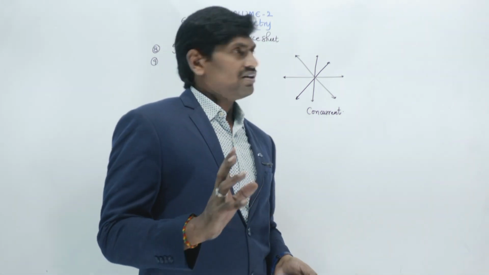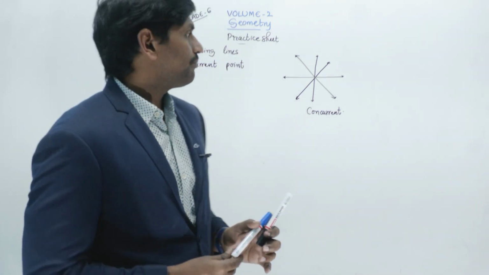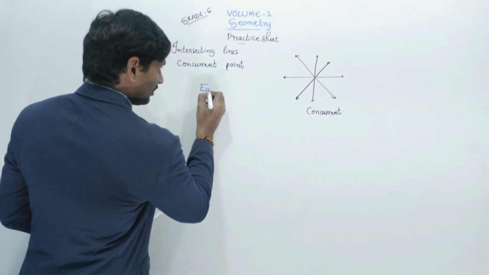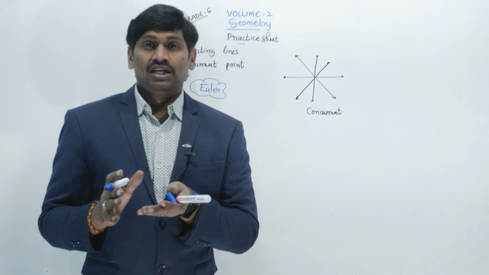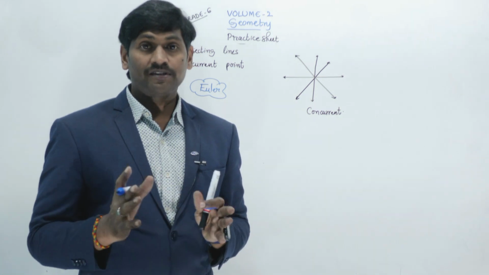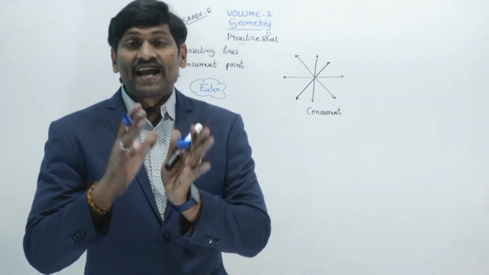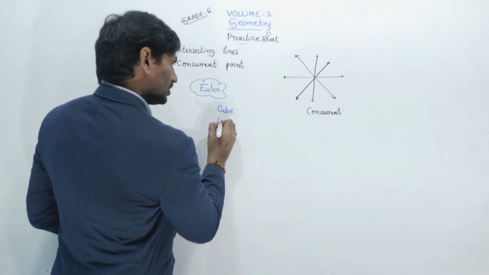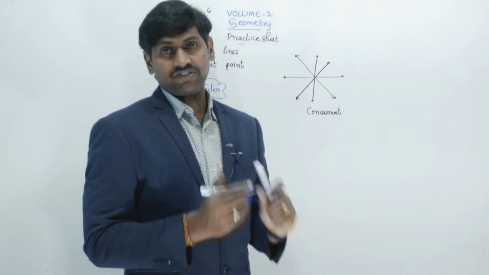Now let us discuss shortly one of the three-dimensional objects. One of the famous mathematicians, Euler, derived a rule about the flat surfaces in three-dimensional shapes. Not for all three-dimensional shapes, only the shapes which have flat surfaces. For example, a cube or a cuboid has only flat surfaces, not curved surfaces.